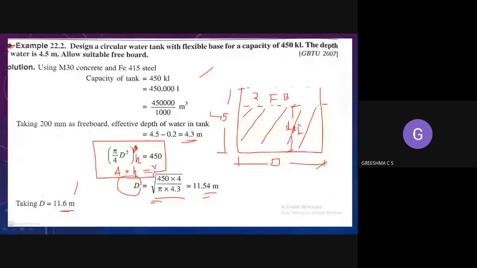Okay, so just to check whether the answer is correct or not. Let me also check. 450 into 4, you will get 1800 divided by 3.14 into 4.3. Root of that answer 11.54, correct, 11.5461 meters കിട്ടും. That you can round it to 11.6 meters.